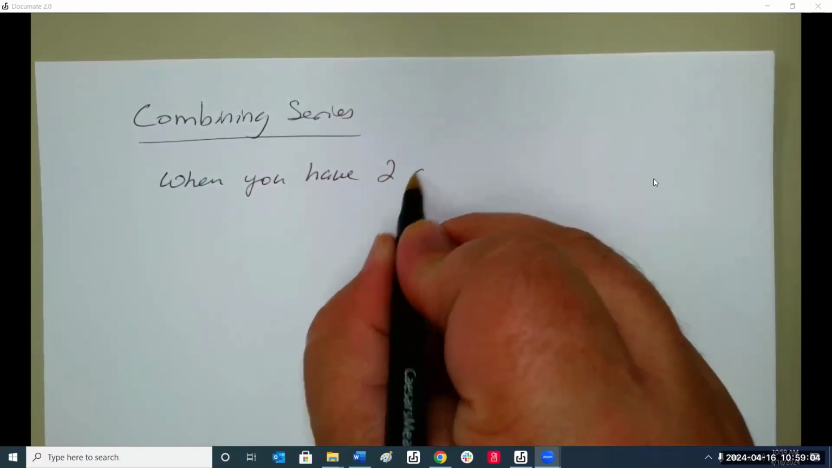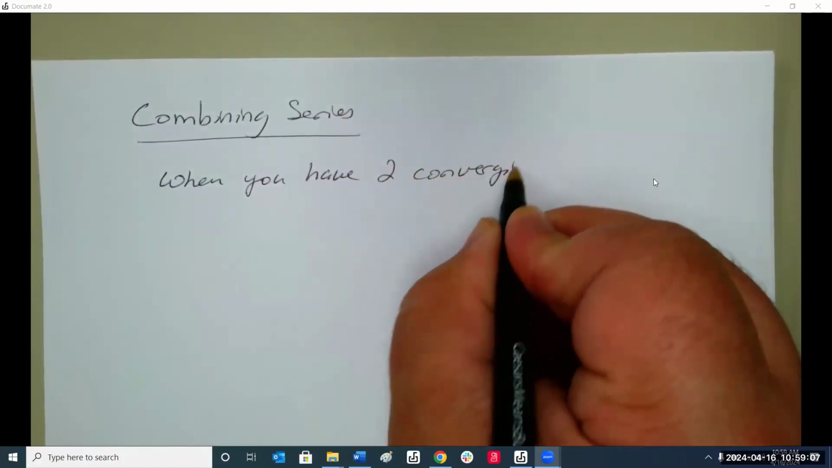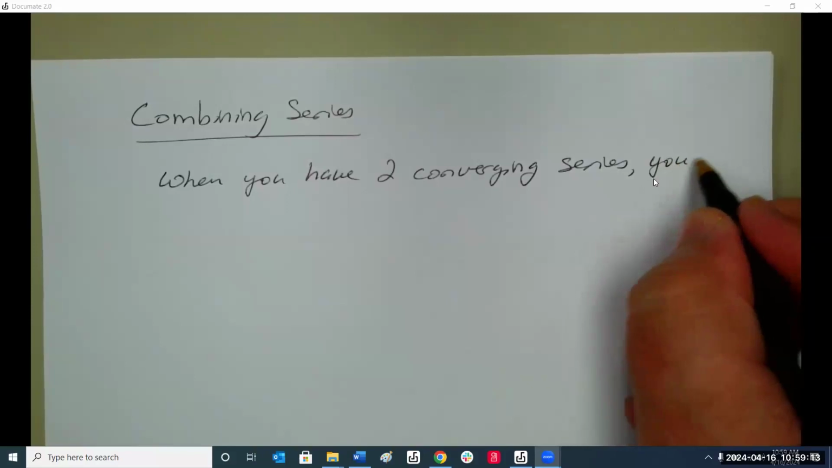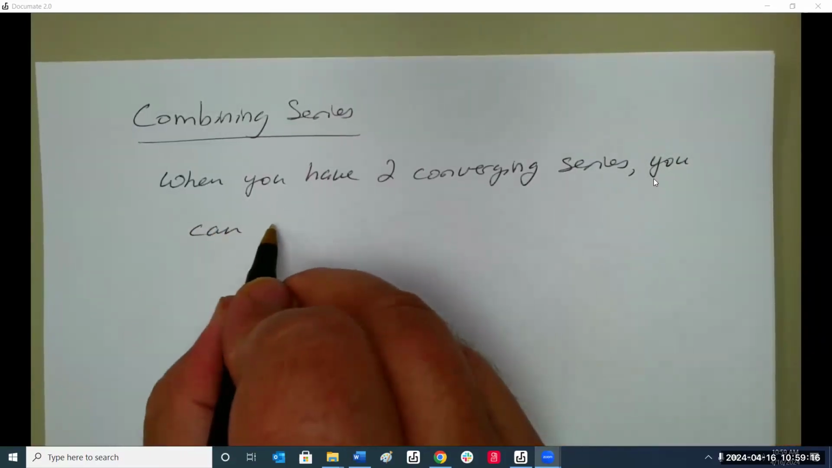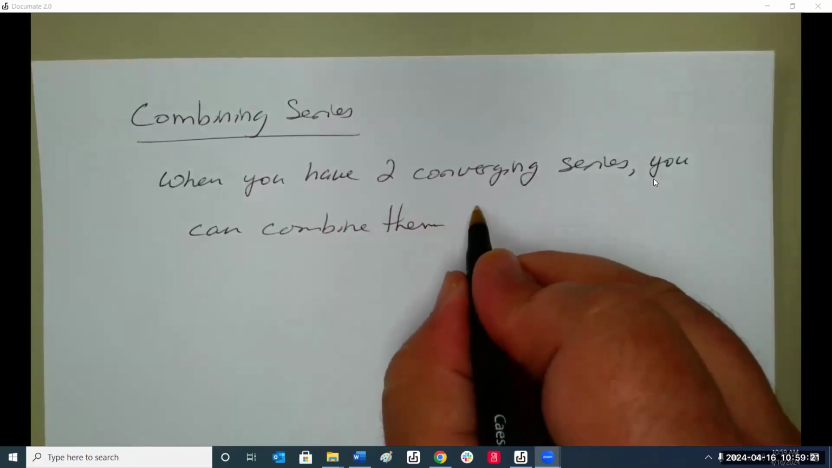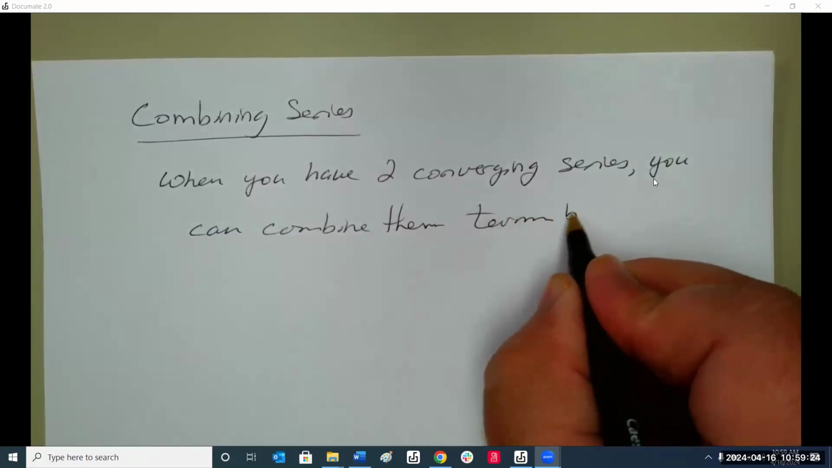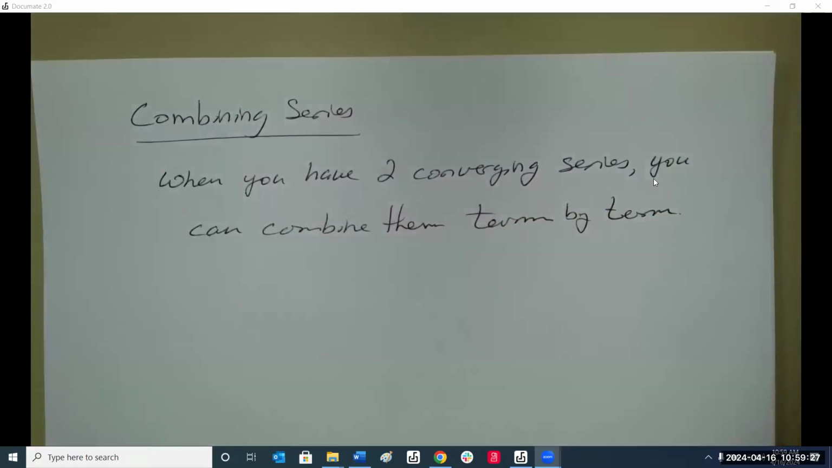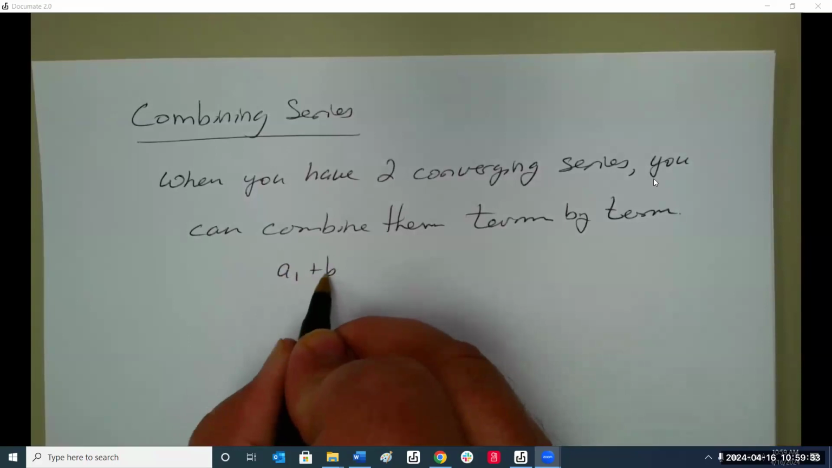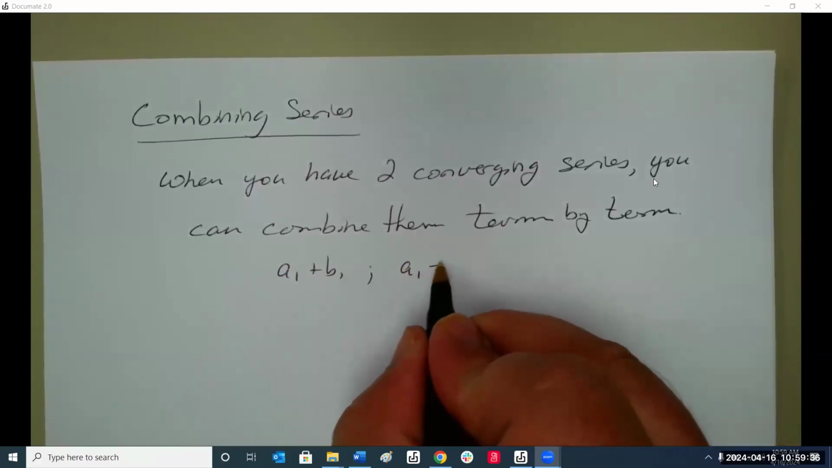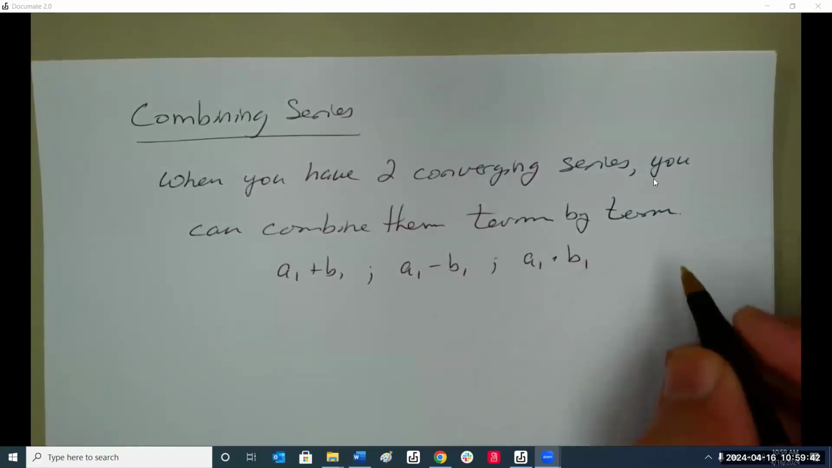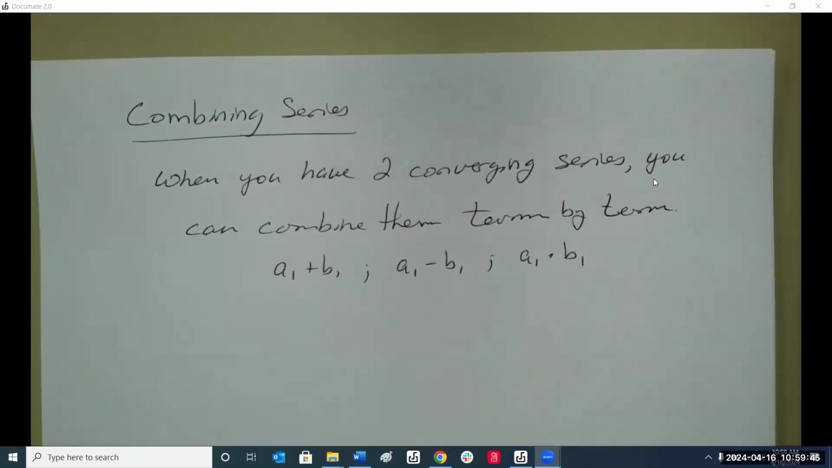When you have two converging series, you can combine them term by term: A1 plus B1, A1 minus B1, A1 times B1. Division is another story.